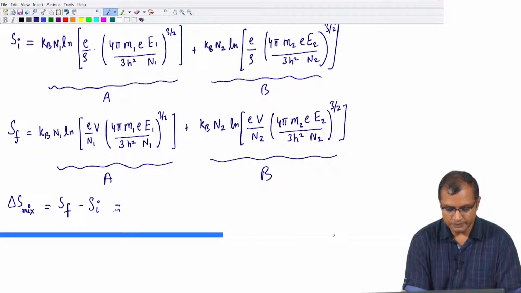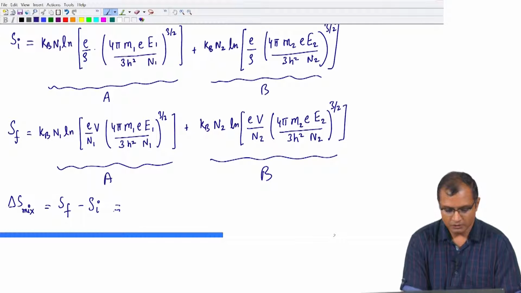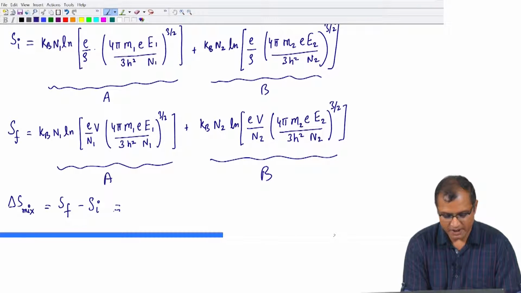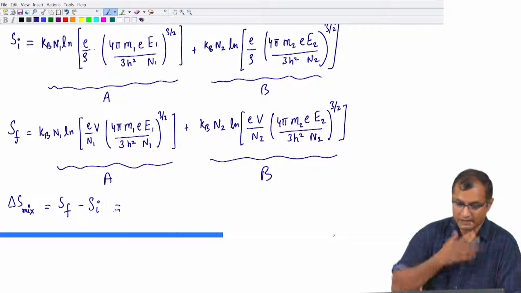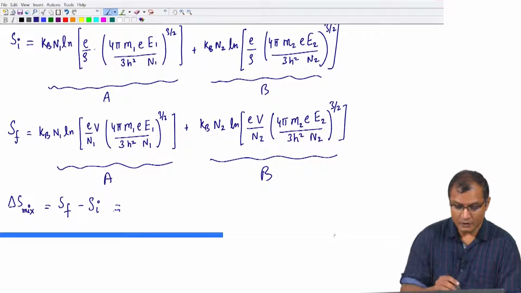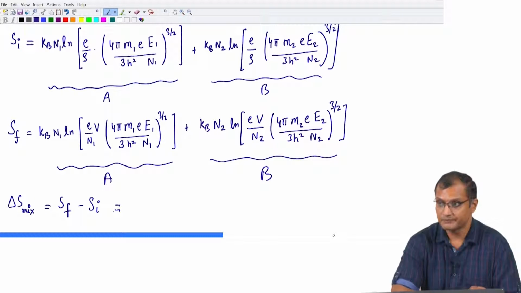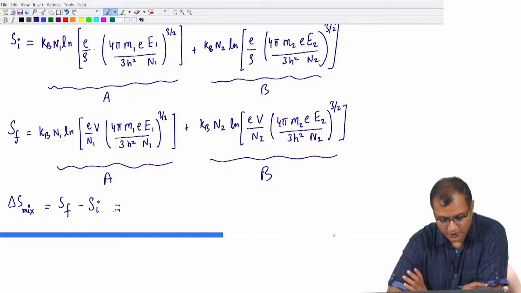So, you can clearly see there are a couple of terms that I can straight away cancel. I can straight away cancel the log E and log E raised to 3 by 2 terms, because both have the prefactor Kb and 1.